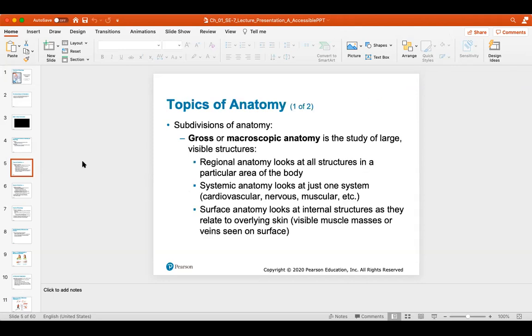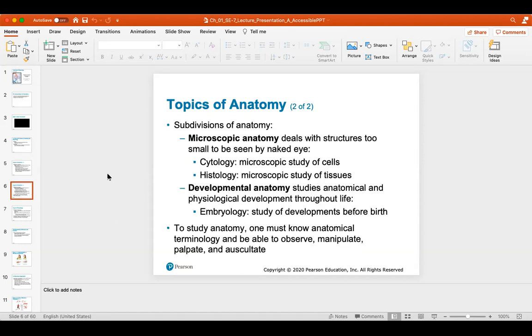We divide anatomy into gross or macroscopic anatomy, and that's the study of large visible structures. Regional anatomy looks at all the structures in a particular area of the body. Systemic anatomy looks at one system at a time. So looking at everything in the cardiovascular system first, then the nervous or muscular system. And that's probably how you guys studied anatomy in the past. You looked at all of the bones first and then the muscles. And then surface anatomy looks at internal structures as they relate to overlying skin. So visible muscle masses or veins seen on the surface.